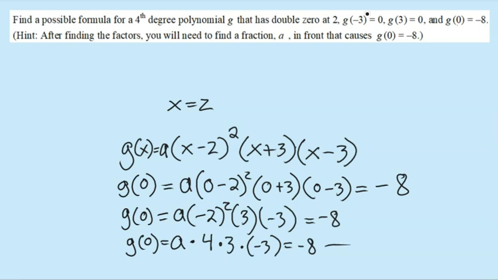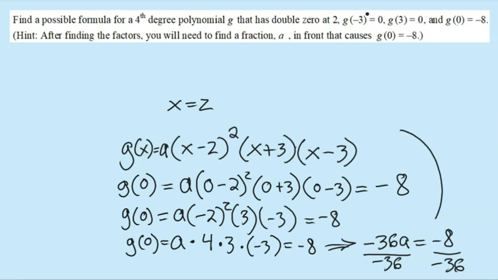So what we have here is we wind up with negative 36a, because it's a times negative 36. That's equal to negative 8. Well, let's divide by negative 36 now. Divide by negative 36. This cancels over here, and we now have a equals.